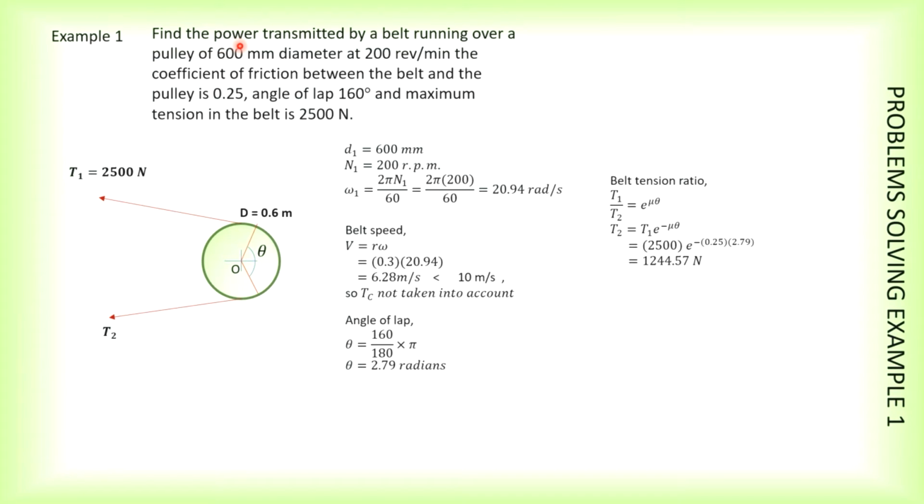Remember, the power transmitted formula is T1 minus T2 times V times N. So the power formula is this, and we have our T2 now. Substitute T1, T2, and V, the velocity of the belt, with only one belt. You get 7884.1 watts. That's the first example. Now we move to the second example.